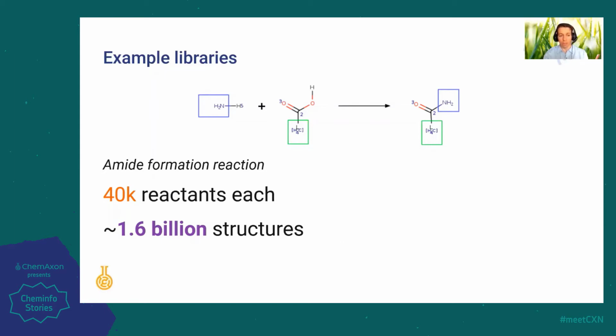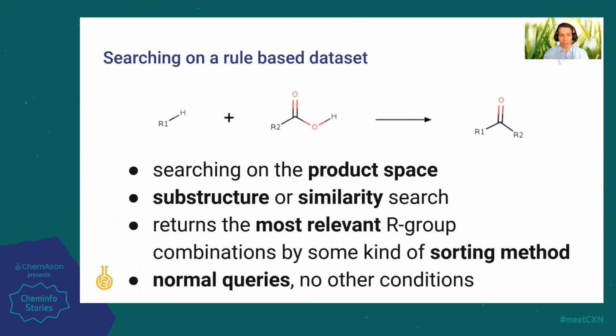So we wanted not to store all the structures, but only the reactants and the reaction center, and do a search based on them. So when we are searching on a data set like this, we are always searching on the product space, the whole product space. And the important search types are substructure and similarity. These are the most relevant ones.